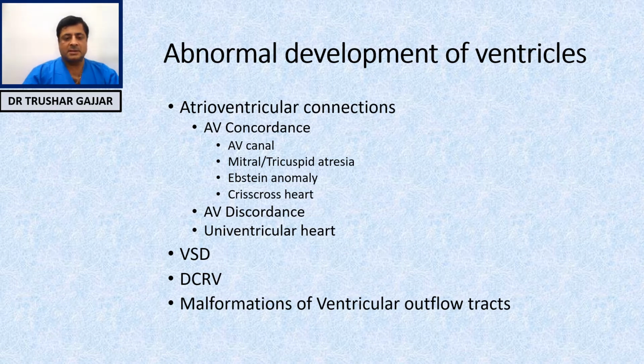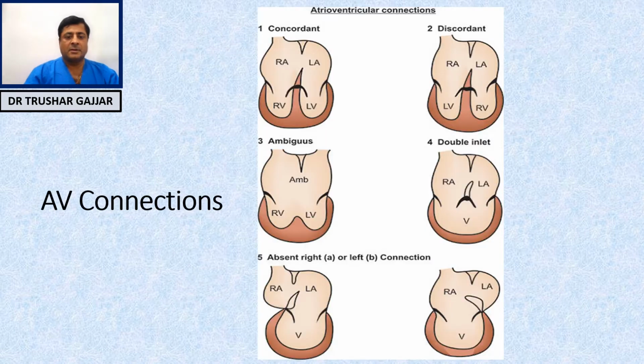So let us see the anomalies according to this. First and foremost are the connections, what we call concordant and discordant connection. If the right atrium is connected with the right ventricle and the left atrium is connected with the left ventricle, it is called concordant connection. If the right atrium is connected with the left ventricle and the left atrium with the right ventricle, it is called discordant connection.